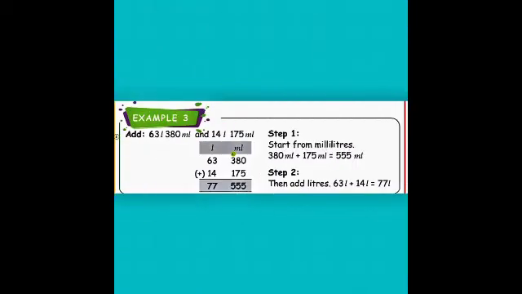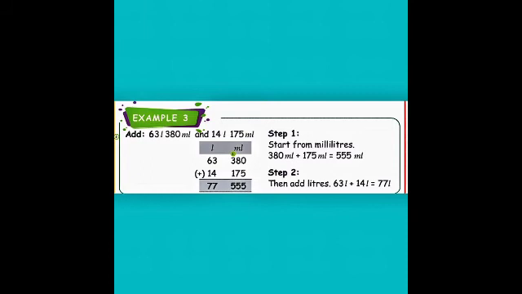For the last two terms, we add only liter and milliliter. Now we are going to add liter with milliliter. Let's see now. Add 63 liter 380 milliliter and 14 liter 175 milliliter. Let's write liter and milliliter columns. In the liter column we write 63 and 14. In the milliliter column we write 380 and 175.